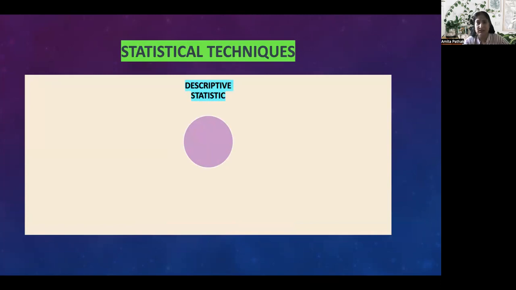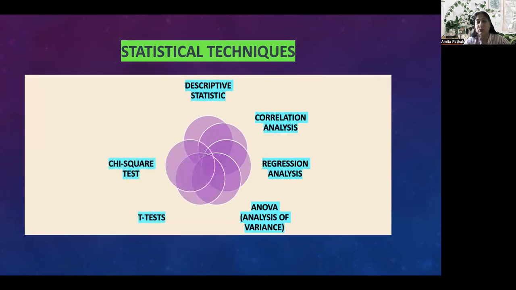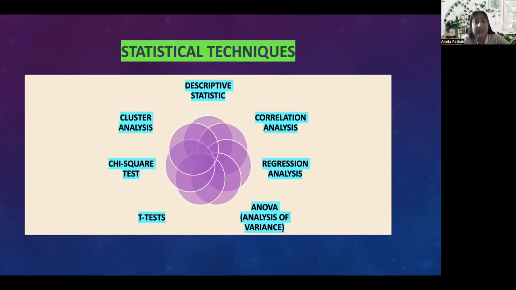Descriptive statistics, correlation statistics, regression analysis, ANOVA, analysis of variance, t-test, chi-square test, cluster analysis. So in statistical analysis, we may use these types of analysis: descriptive, correlation, regression, ANOVA, t-test, chi-square test, and cluster analysis to do statistical technique analysis.